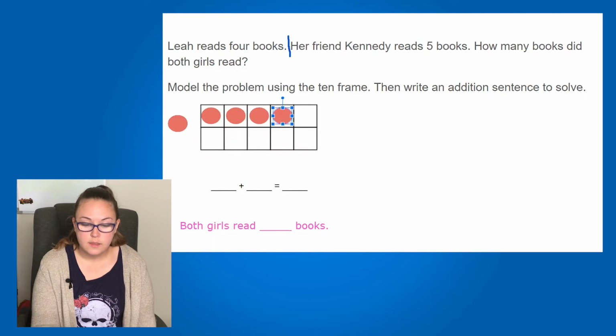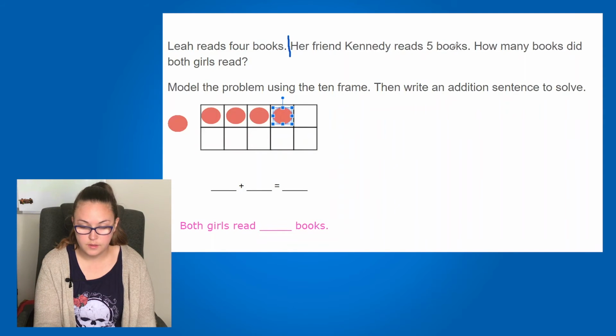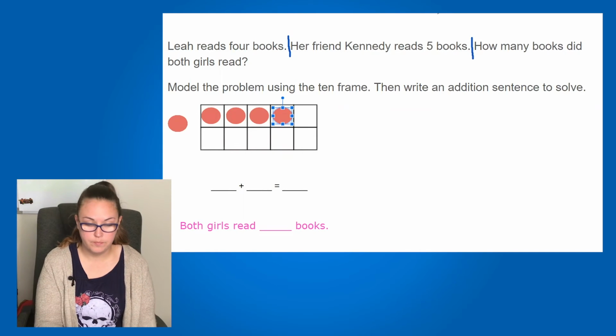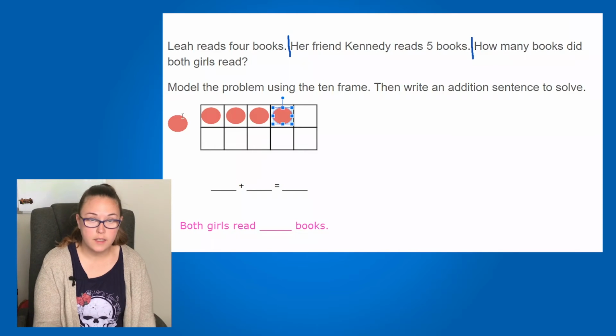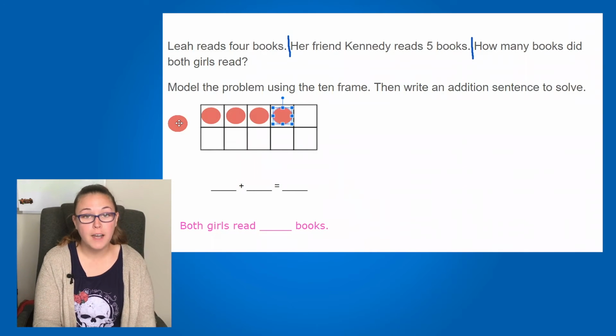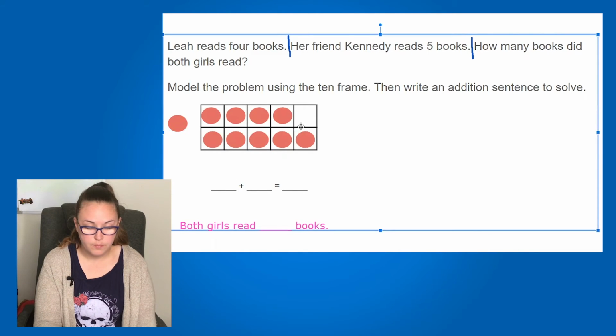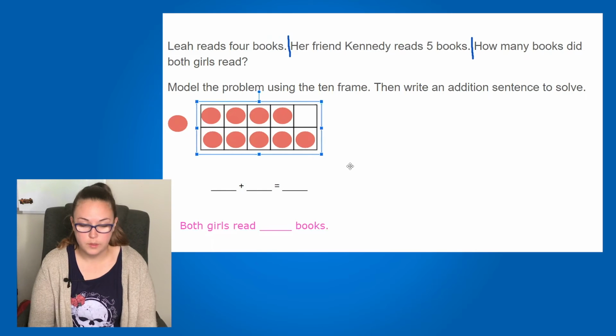Let's read the next sentence. The next sentence says, her friend Kennedy reads 5 books. And we'll stop there. How do we model this on our 10 frame? That's right. On the second row, we're going to add 5 counters. 1, 2, 3, 4, and 5. So this 10 frame models our word problem just as we read it.